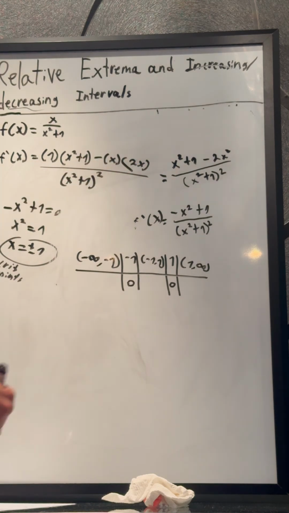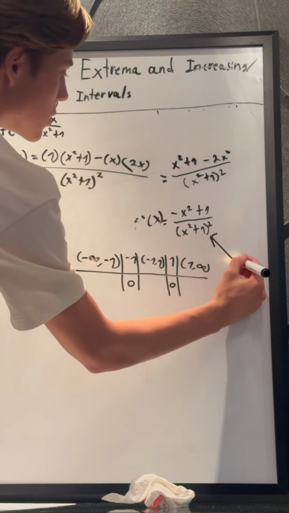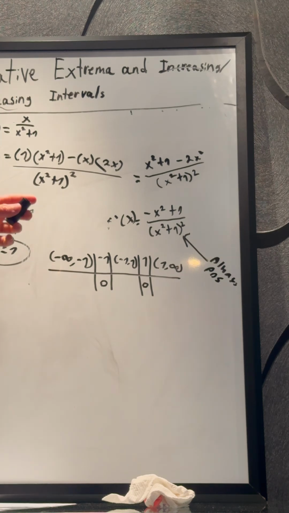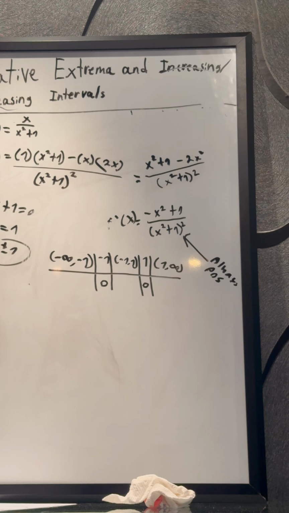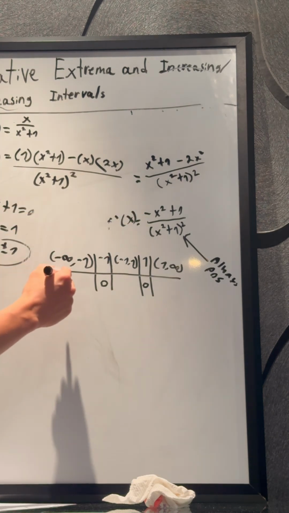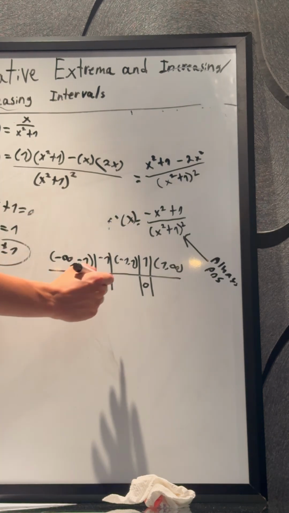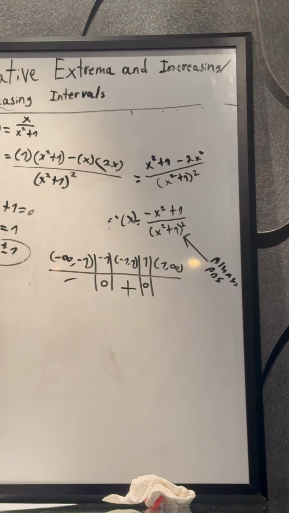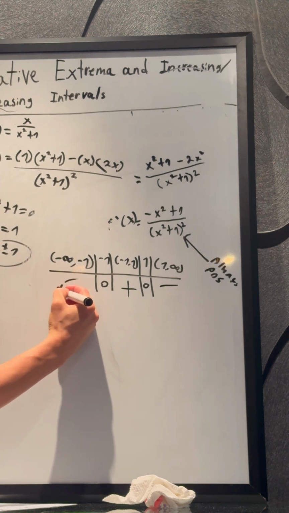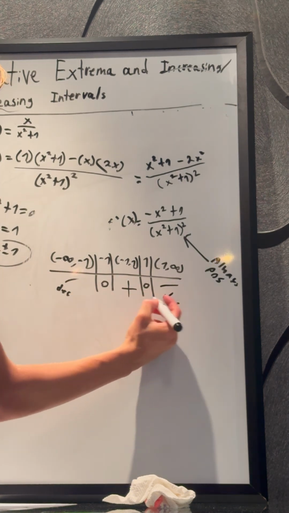So we always know that whatever we plug into the denominator will always be positive. So we're just looking at the numerator, sorry. So if we plug in negative 10, we're going to get negative 10 to the power of 2, which is 100, and it's going to turn negative, so we're going to have negative. And if we plug in 0, we're going to get a positive number. And if we plug in like 10, it's also going to be negative. So we know that our function is going to be decreasing on this interval, decreasing on this interval, and increasing on this interval.